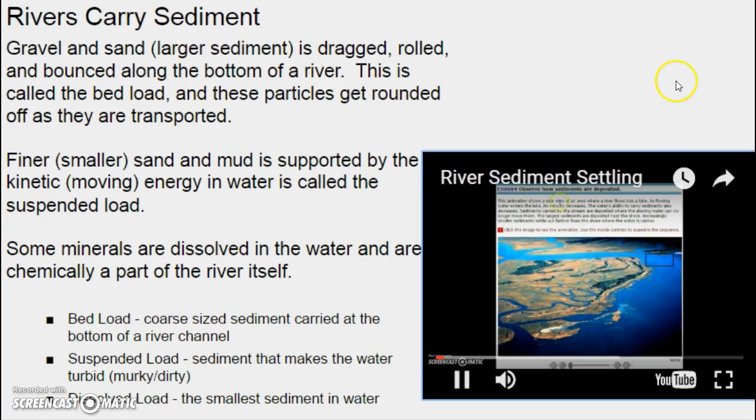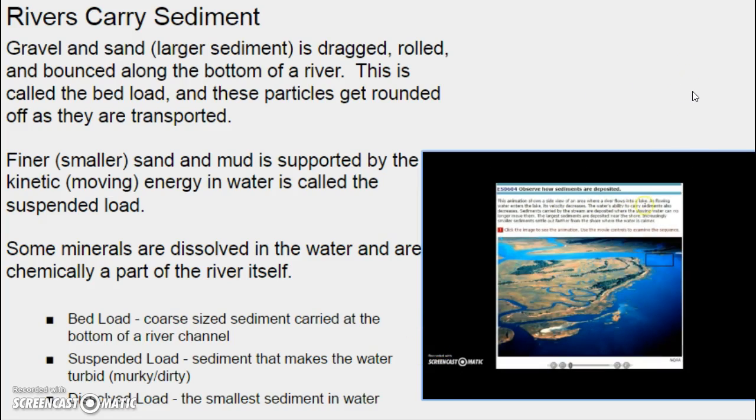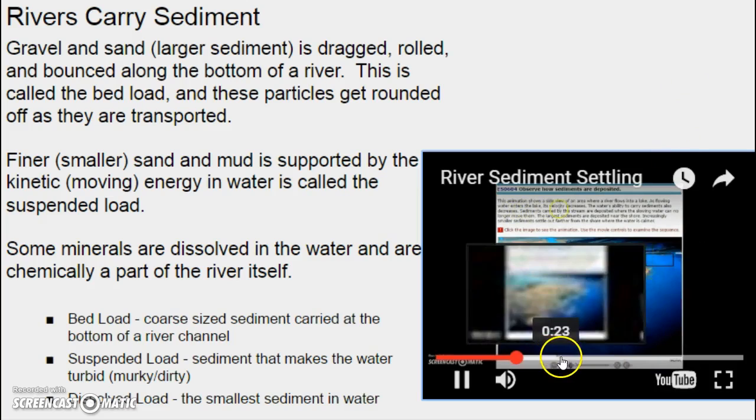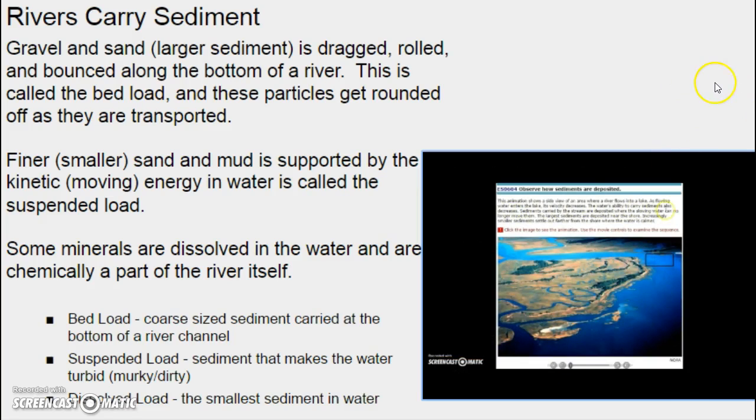This animation shows a side view of an area where a river flows into a lake, or any other body of water for that matter. As flowing water enters the body of water, its velocity decreases. The water's ability to carry sediments also decreases. That's its kinetic energy. Sediments carried by the stream are deposited where the slow-moving water can no longer move them. The largest sediments are deposited near the shore. Increasingly smaller sediments settle out farther from the shore where the water is calmer.